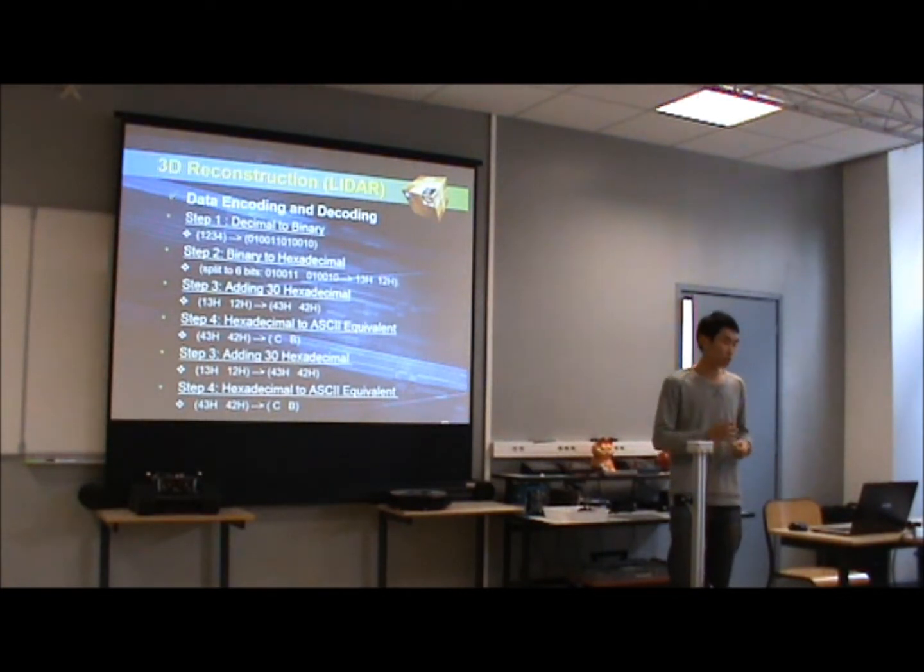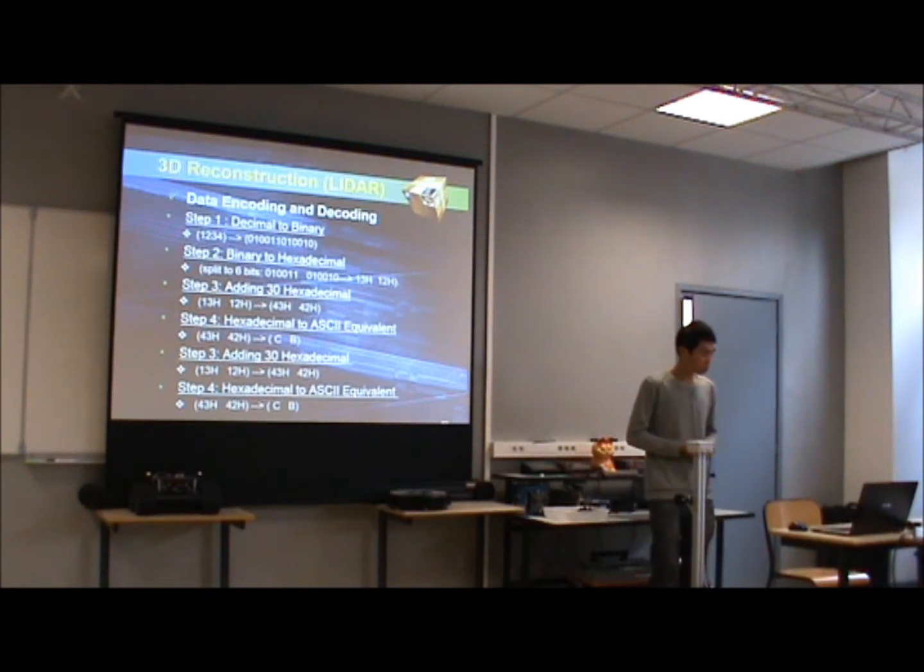Actually, it has a very simple data encoding and decoding. It involves just a few steps. The first one is converting from decimal to binary, and binary to hexadecimal, and adding 30 hexadecimal. In the end, it converts to the ASCII equivalent, which uses the ASCII table. The bottom steps 3 and 4 are wrong, so just disregard them. Then in the computer, it will decode it back. The purpose of this encoding is to minimize the transmission time between the sensor and the host.